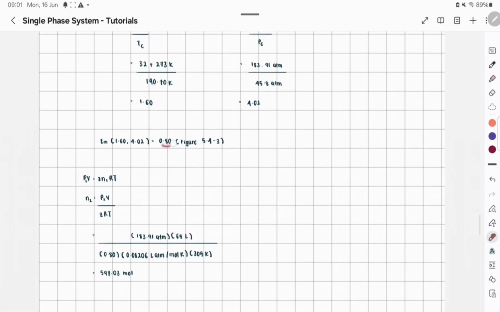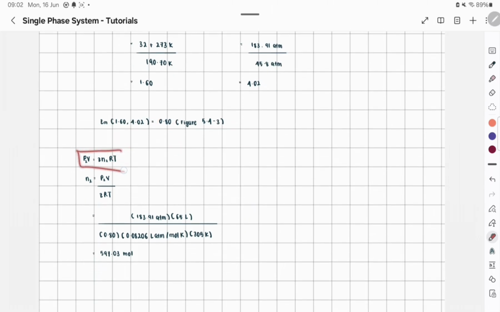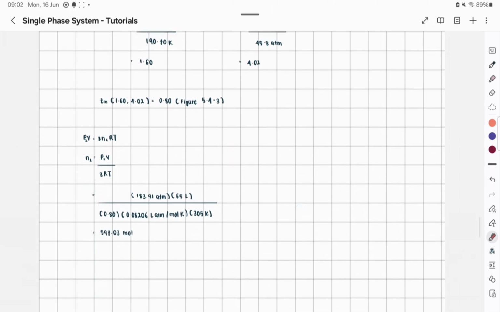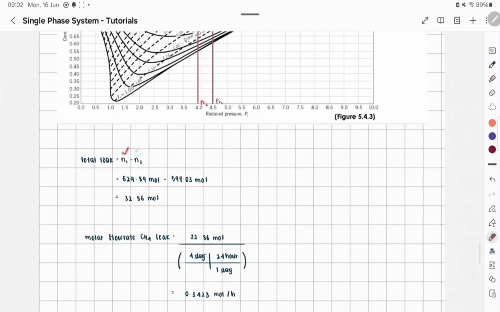Then we use the real gas formula, which is PV equals ZnRT, so n equals PV over ZRT. Then we calculate, and we will get 597.03 mole. Since we already got the N1 and N2, we can calculate the total leak. The total leak formula is N1 minus N2. Then we can get the total leak is 32.86 mole.